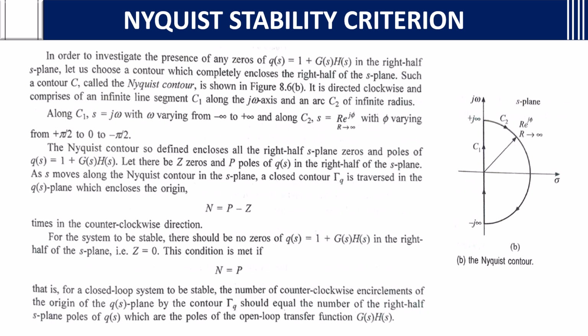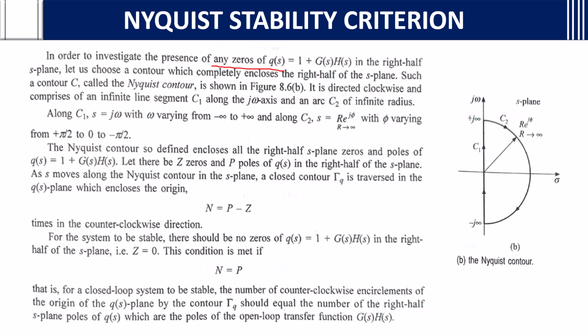In order to investigate the presence of any zeros of Q(s) = 1 + G(s)H(s) in the right half of the s plane, let us choose a contour which completely encloses the right half of the s plane. See, this is the right half of the s plane, and it is enclosed. The points on the imaginary axis are included as well. It is directed clockwise.